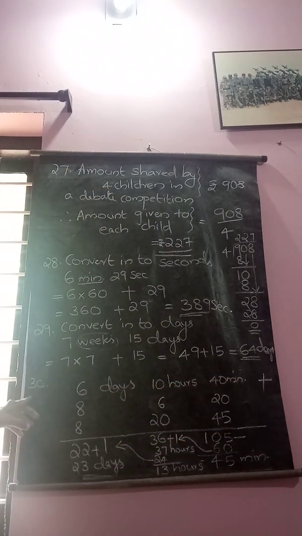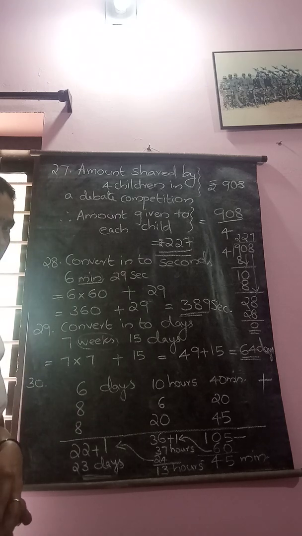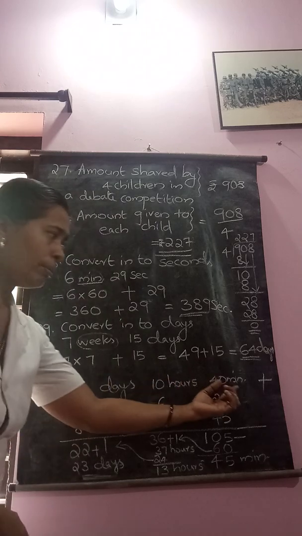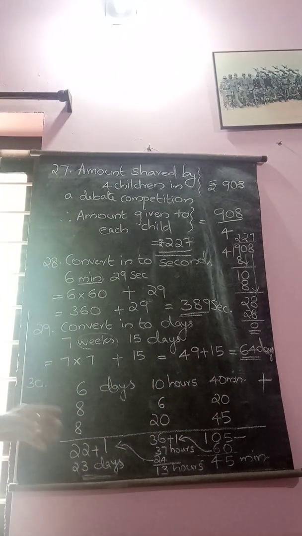Next one is the 30th question. We need to add 3 different times given to us. 3 different times. Which way? Days, hours, minutes. Like that they have given 3 different ones. We have to find the total. How to add these 3?